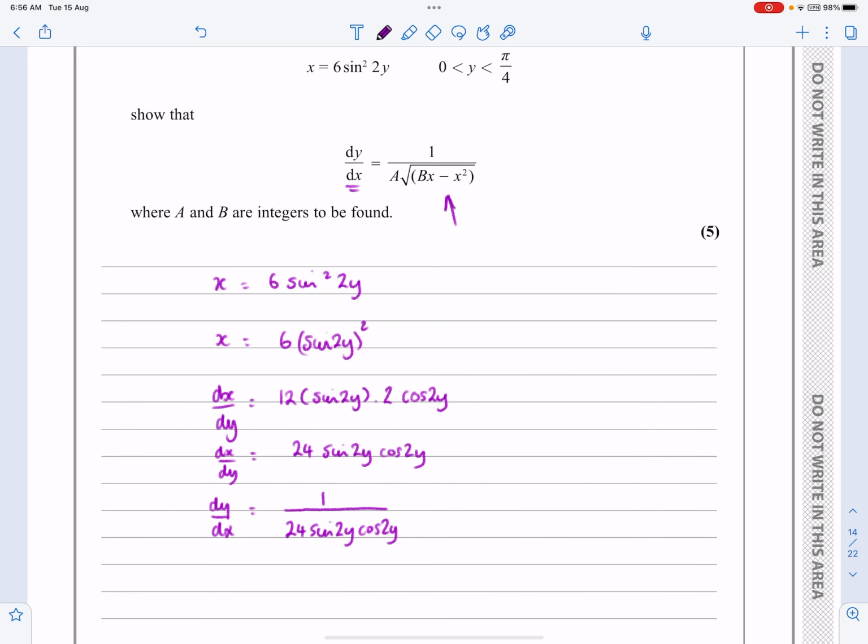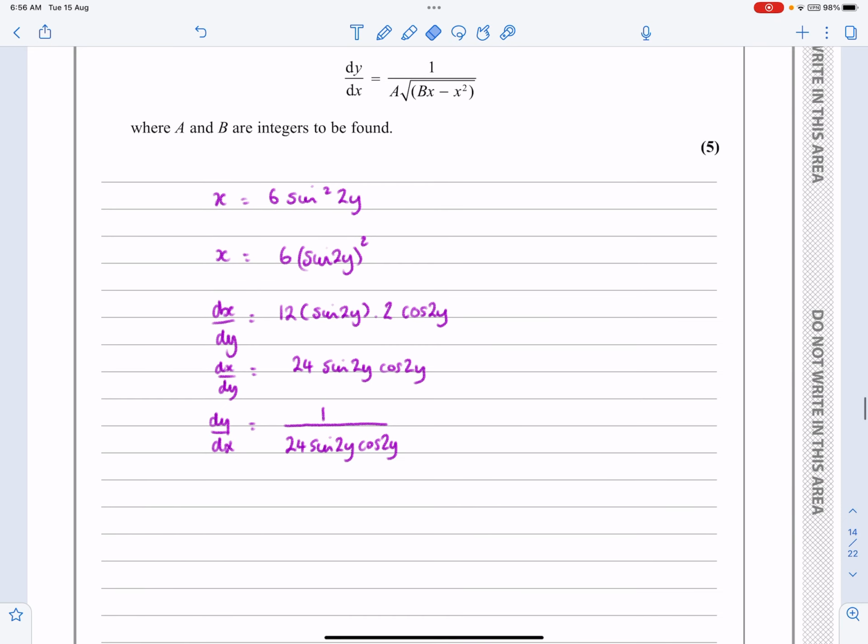No. One of the things we notice about the answer is that everything's in terms of y's and my function is in terms of x's. So what that means is that I need to rearrange this to be able to get the sine 2y and the cos 2y in terms of x. So what I'm going to do just quickly over here is I'm going to say we know that cos squared x plus sine squared x is equal to 1, which means that cos squared x is 1 minus sine squared x, which means that cos x is the square root of 1 minus sine squared x.